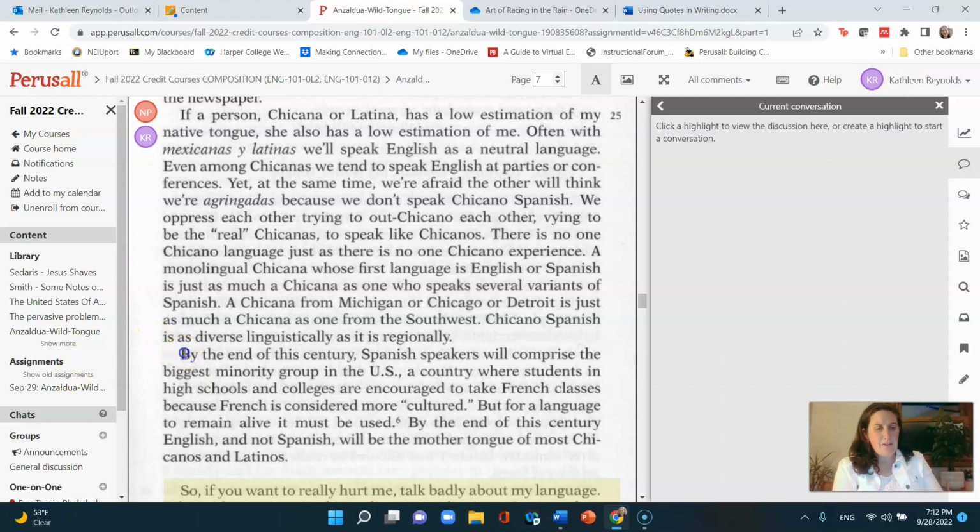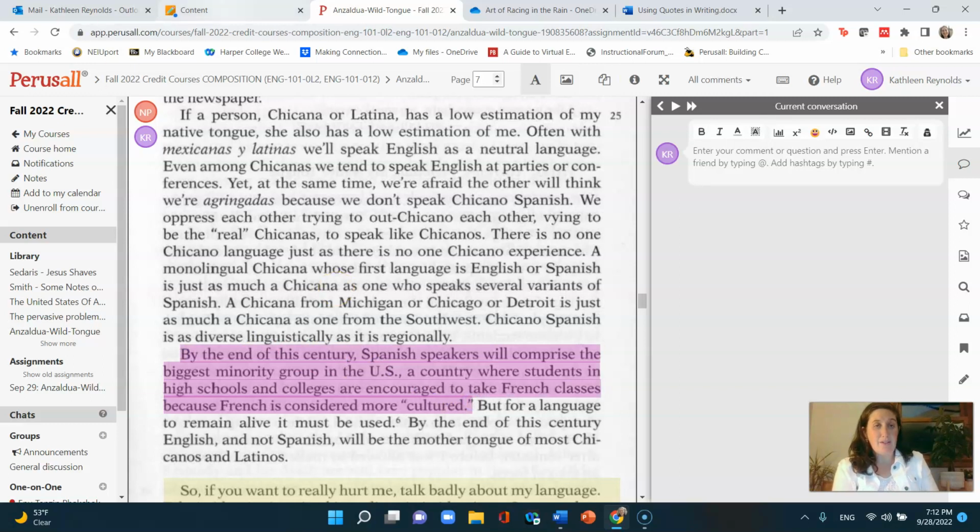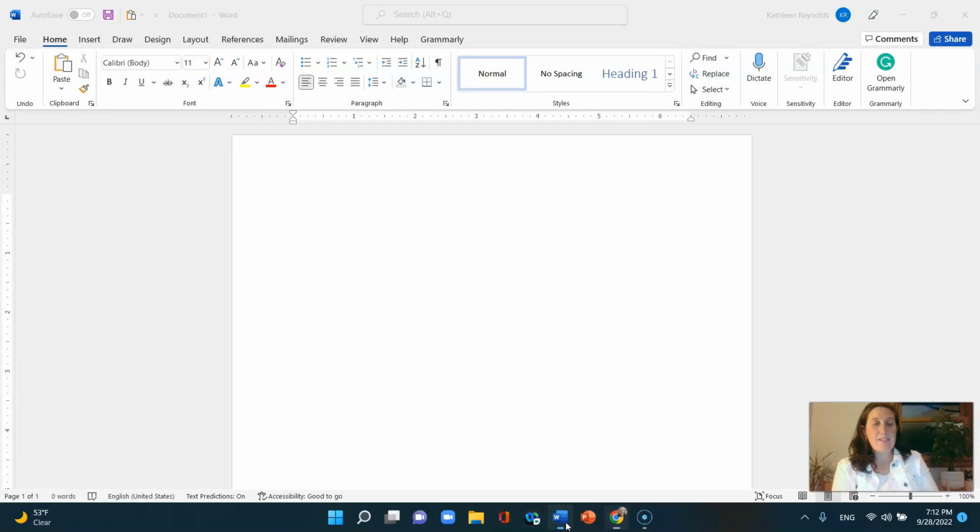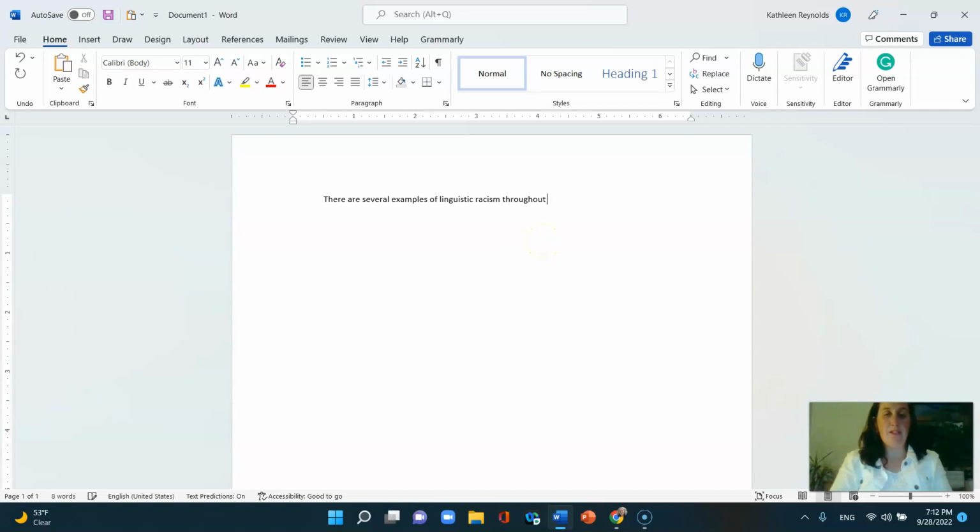I don't know if it works to copy the quote, but I'm going to try to select it, and we'll see. If not, I have to retype it, okay? So going over to my document, I'm going to say, there are several examples of linguistic racism throughout U.S. society. Okay, so this is maybe going to be my topic sentence.